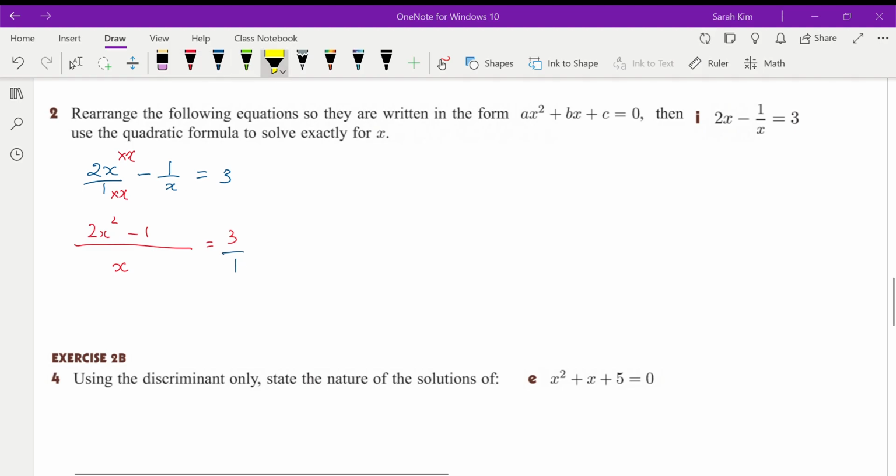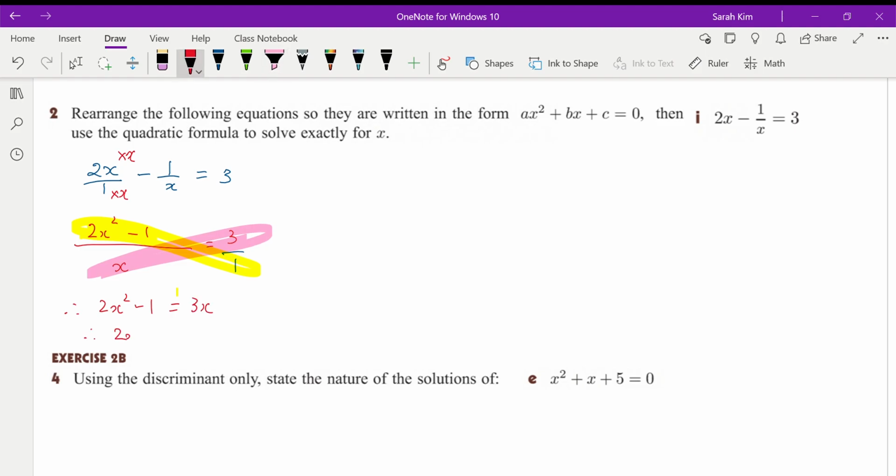So this first diagonal will turn into 2x squared take 1. The other diagonal will turn into 3x. Therefore, 2x squared take 3x take 1 equals 0, and that's what we're trying to solve using the quadratic formula. So a is 2, b is minus 3, c is minus 1, so therefore x is going to look like minus minus b, so there we go.